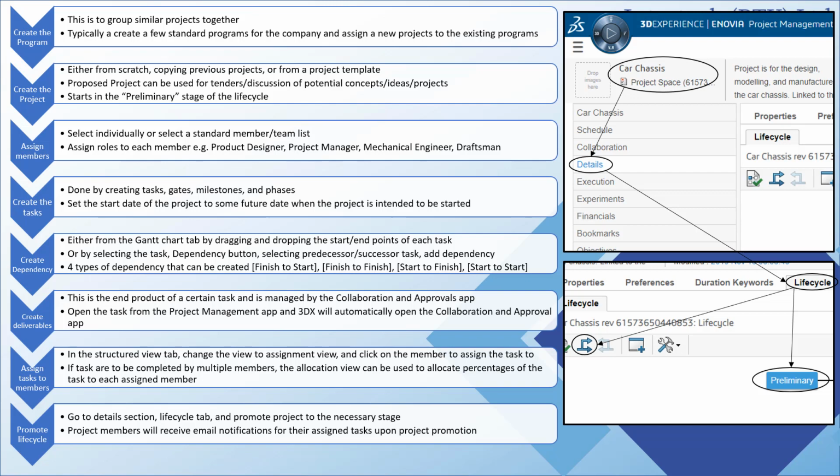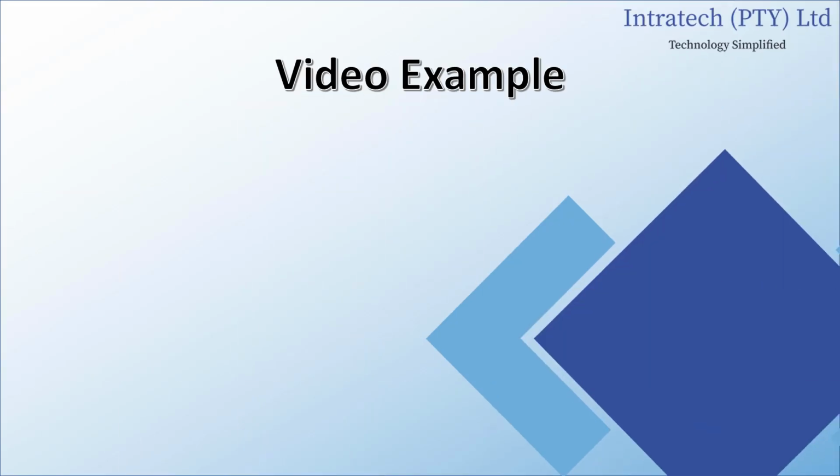The bookmark structure that will be covered in the Collaboration and Approvals app should be set up at this point. This will allow members to give feedback about the project schedule and any potential issues using the Collaboration and Approvals discussions, issues, and meetings functionality. When the project is started, use the same process to promote it to the in-work stage. We will now demonstrate these last few steps.